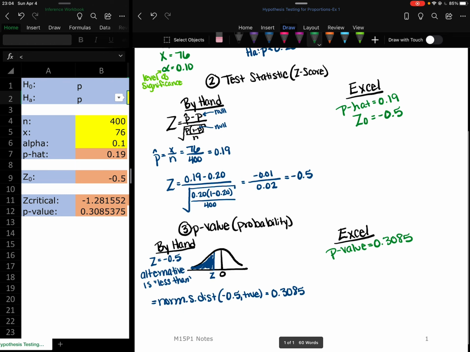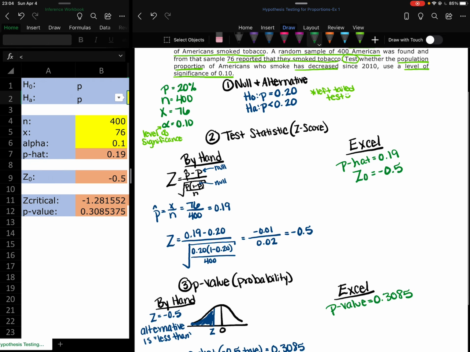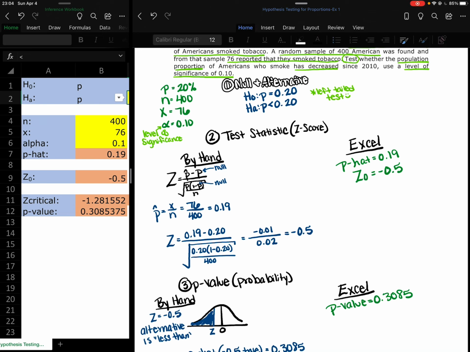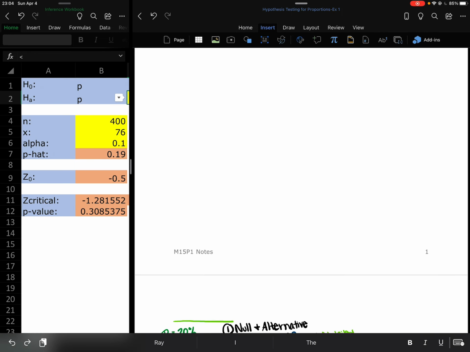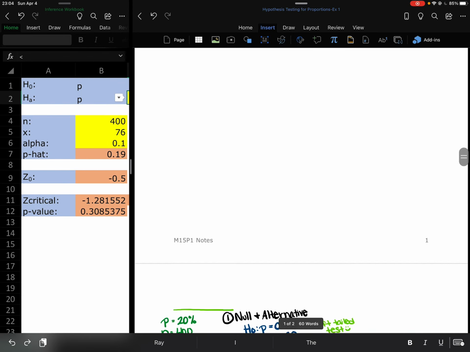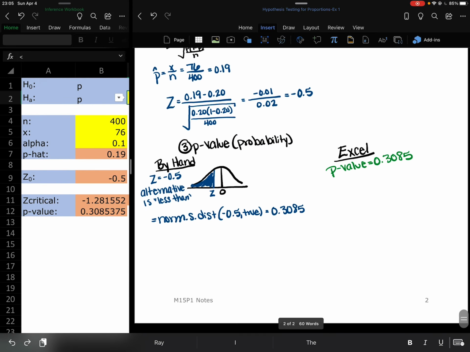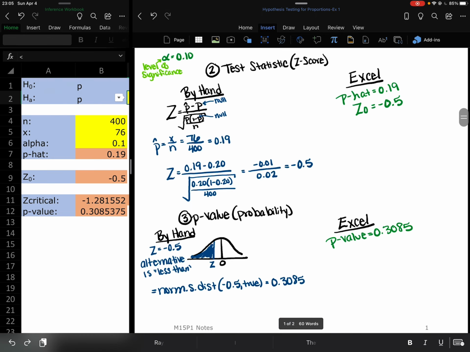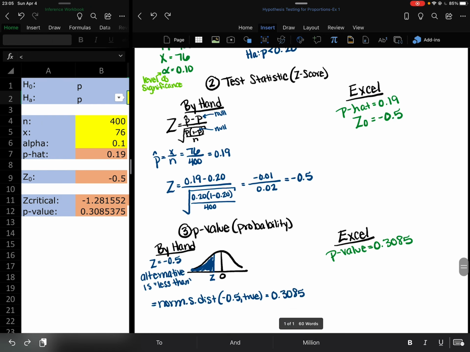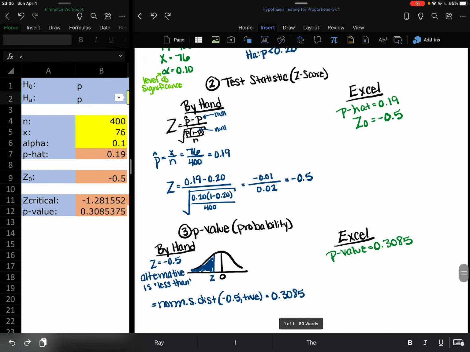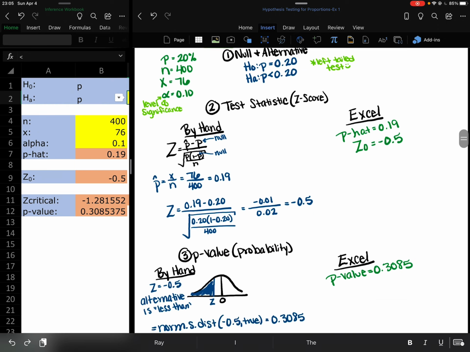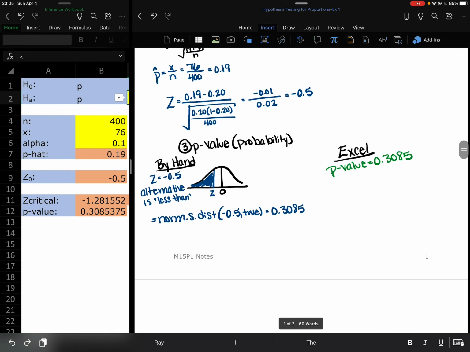So here we have steps 1, 2, and 3. So the last thing we need to go ahead and do is go ahead and create our conclusion and interpretation. I need to insert a page, but that's not where I wanted to insert the page. Okay, hang on, that did not work. Maybe it'll work here. Okay, there we go. Now it worked.